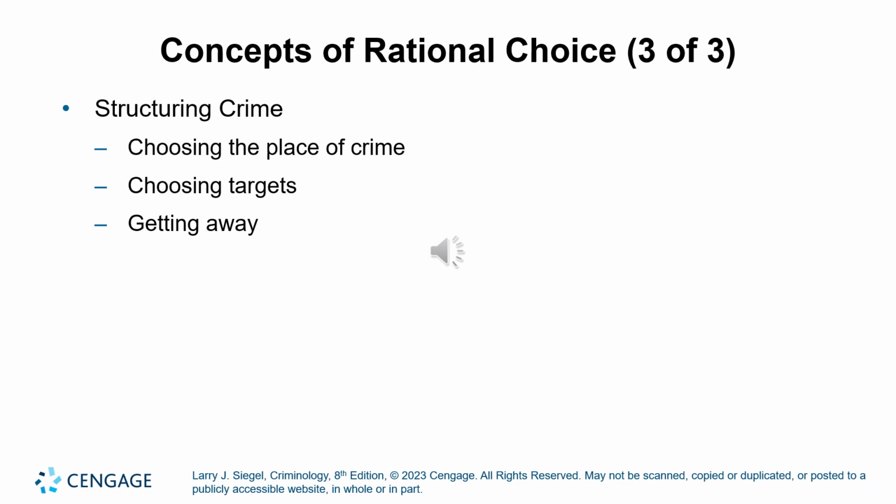And finally, let's look at how offenders structure the crime itself, the practical decisions they make before acting. First, they think about choosing the place of the crime. Offenders look for locations that offer good opportunities, low risk, and an easy escape. Next, they focus on choosing targets. This could be a person, a property, or an object. They evaluate things like vulnerability, value, and likelihood of getting caught. And lastly, offenders plan how they're going to get away. They consider escape routes, timing, and ways to avoid detection once the crime is done. All of these decisions show that criminal behavior often involves planning and strategy rather than impulse.